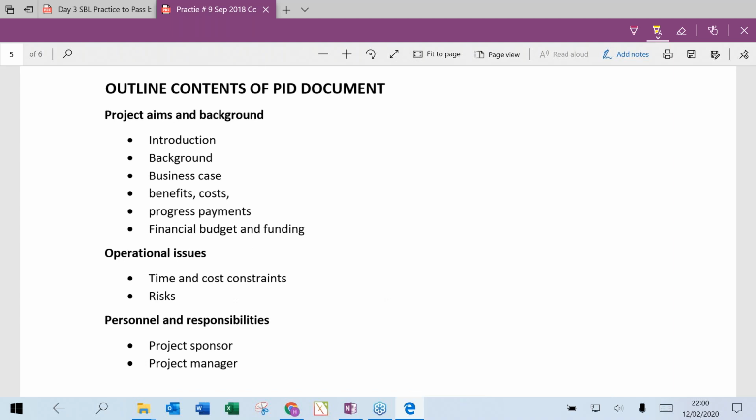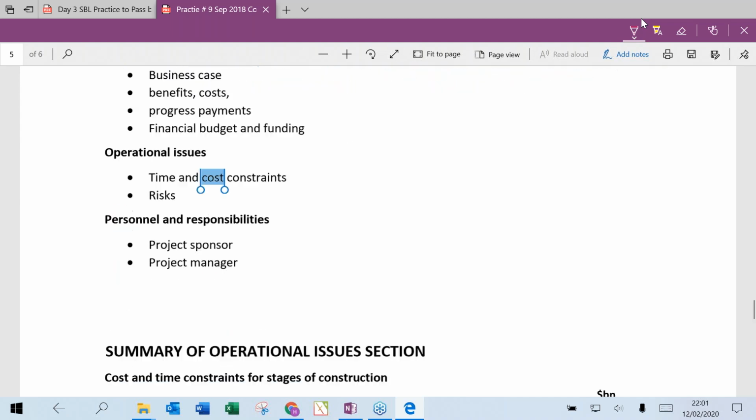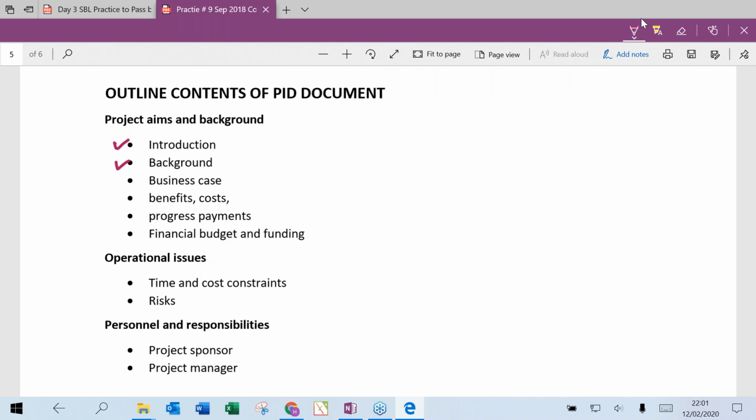Contents of a PID. What has he covered? He's covered the introduction. Good boy. Then he has covered the background. Good boy. Although I don't understand what's the difference between introduction and background, but that's fine. Then he's talked about the business case. Business case means why we are doing it, the justifications.